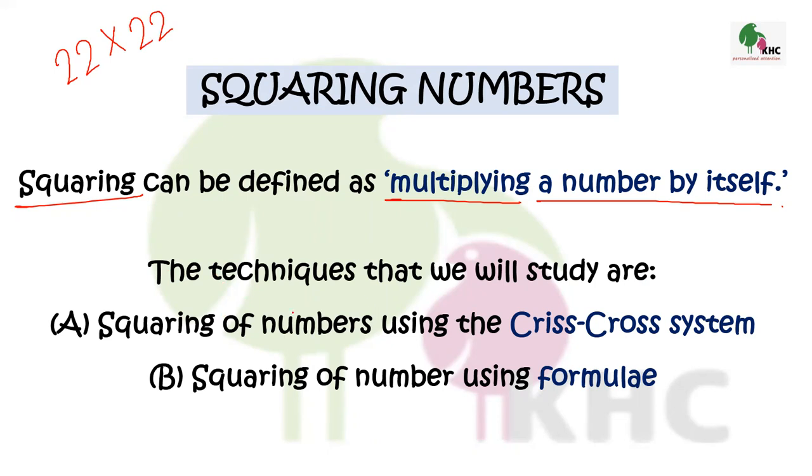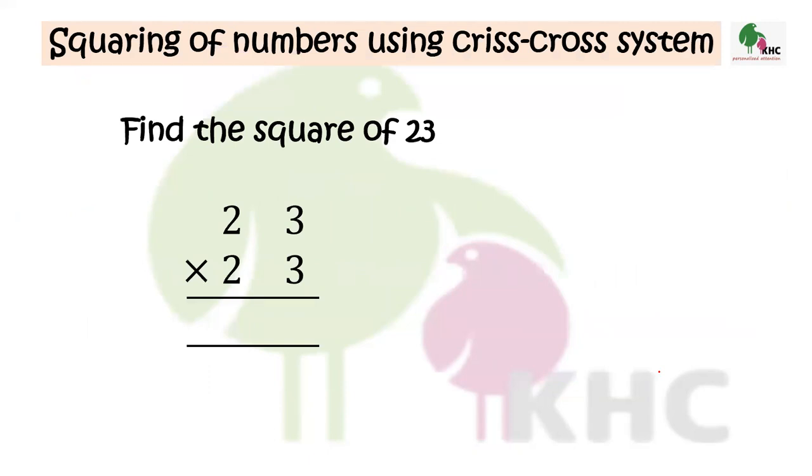So in Vedic maths, we are going to discuss two techniques for squaring. The first method is the crisscross system and the second one is by using formulae. Squaring of numbers using the crisscross method. You have already learned the crisscross system of multiplication in your previous classes. So I'm sure you can solve this by yourself.